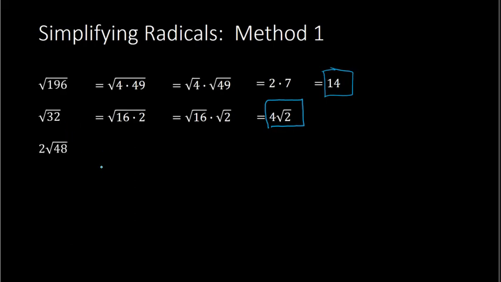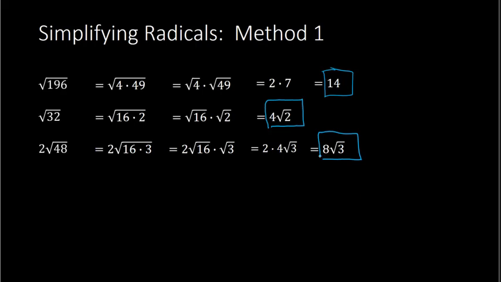Next we have 2 times the square root of 48. To simplify, I can basically ignore the 2 for now and look at the 48. Now 48, we can see as a product of 16 times 3. And I chose 16 because 16 is a perfect square. So when I separate this into two radicals, I have the square root of 16 times the square root of 3. And the square root of 16 we know to be 4. So I can think of this as 2 times 4 times the square root of 3. 2 times 4 is 8. So my final simplified form is 8 times the square root of 3.